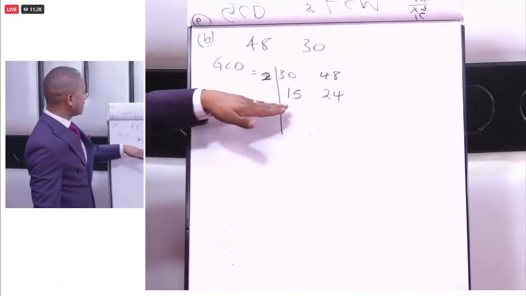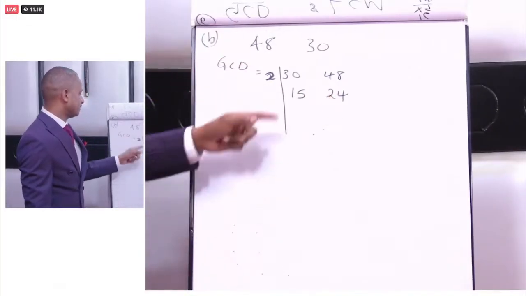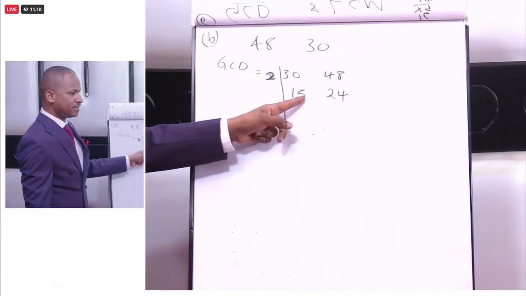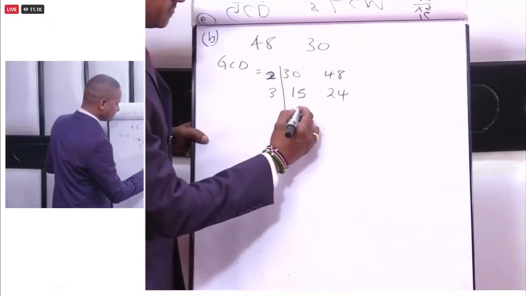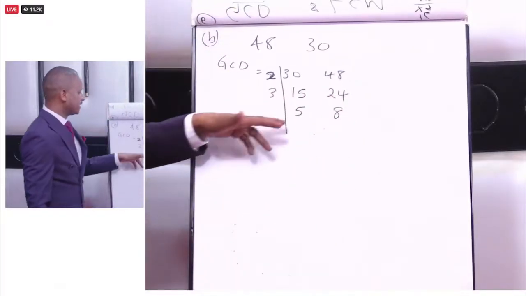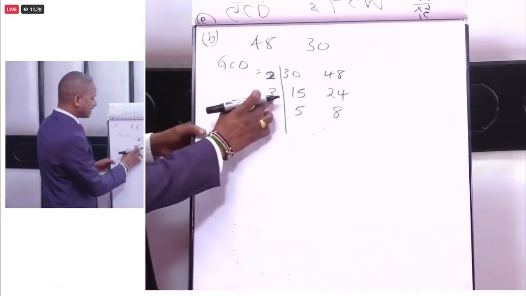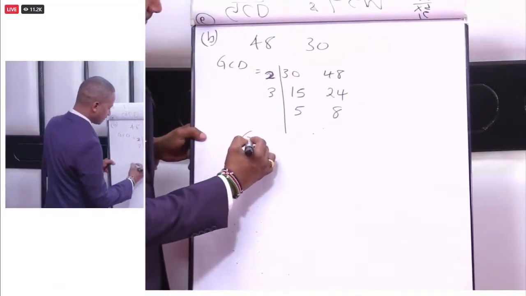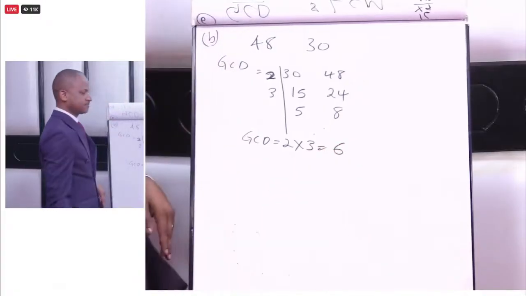Now, is there any other number that can go into these 2 without a remainder? Is it 2? No, there will be a remainder here. Is it 3? Yes. So 3 will go into 15 5 times, and into 24 8 times. Any other number that can go into these 2 without a remainder? No. So we leave it at that. So the GCD is 2 times 3, which is 6.